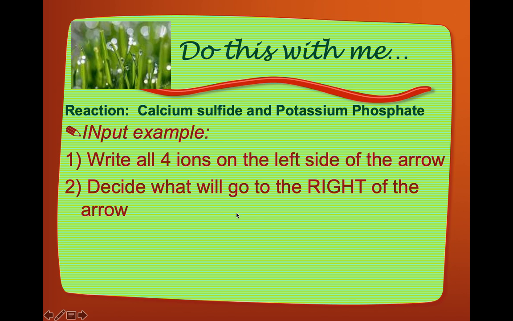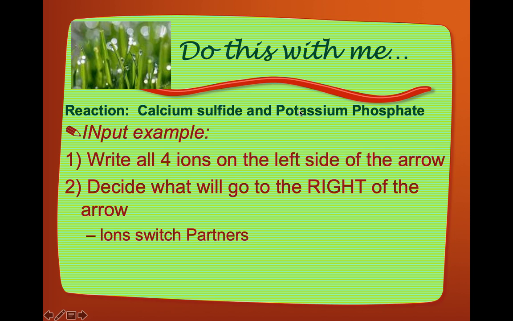The next step is to decide what goes on the right side of the arrow. And to do that, we're going to switch partners. So the calcium ion used to be with sulfur originally before I mixed it with water, and the potassium ion used to be with phosphate. So when they switch partners, you still have to go opposite charges. So calcium was positive, sulfur was negative, potassium was positive, phosphate was negative. So when calcium switches partners, it's not going to be attracted to potassium because they're both positive. Calcium is going to be attracted to the phosphate. Sulfur will be attracted to the potassium because they have opposite charges.